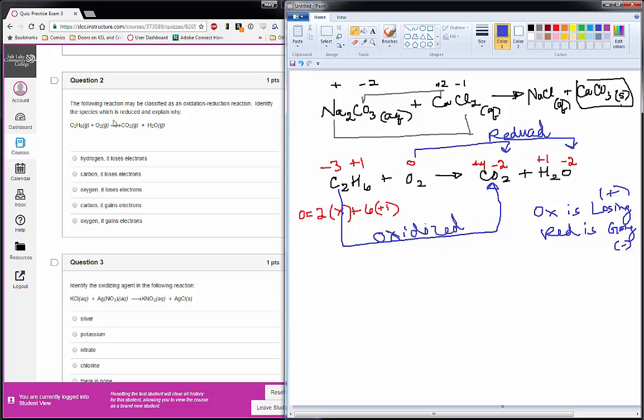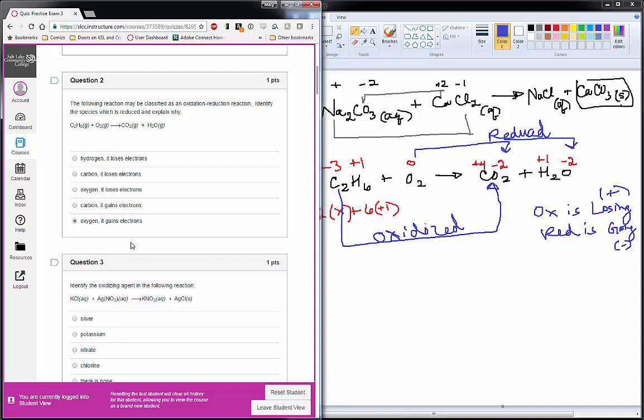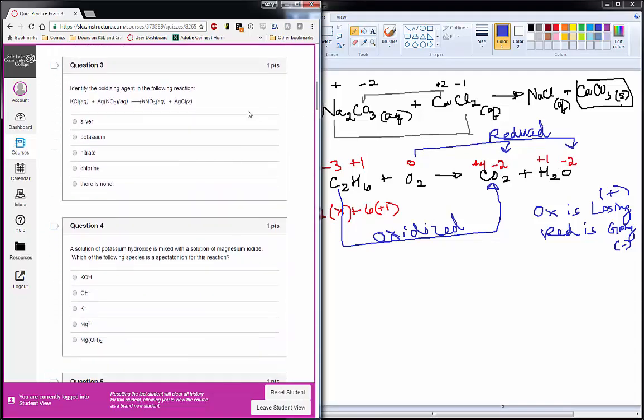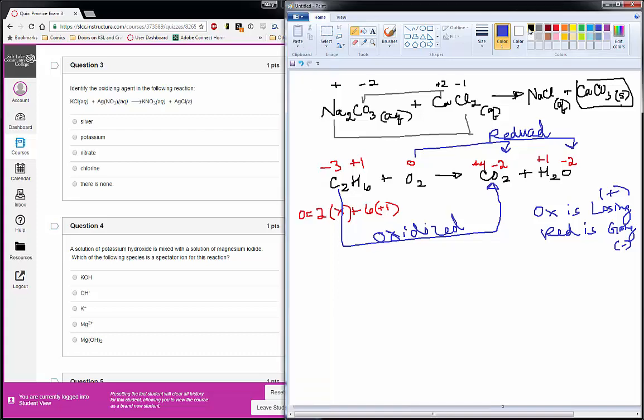And now they wanted to know what was reduced. We decided it was the oxygen because it was gaining electrons. Just like that. Next, identify the oxidizing agent in the following reaction. We're going to play the exact same game that we just did here.